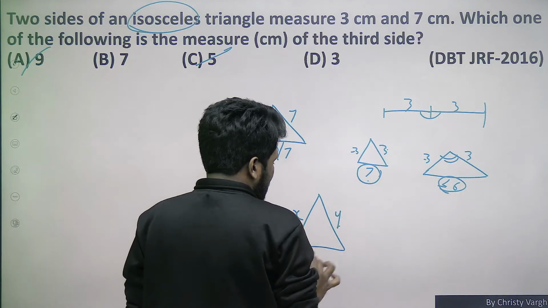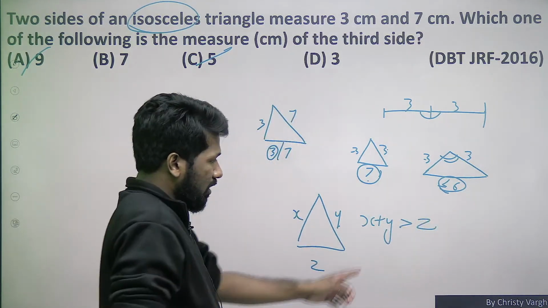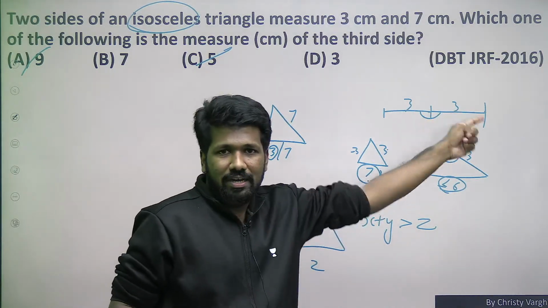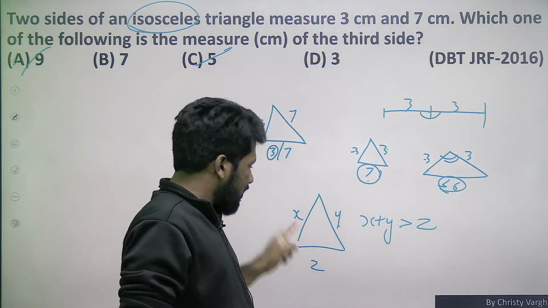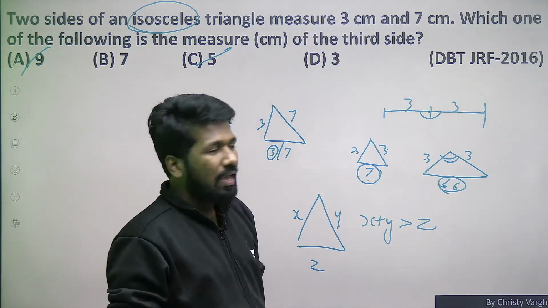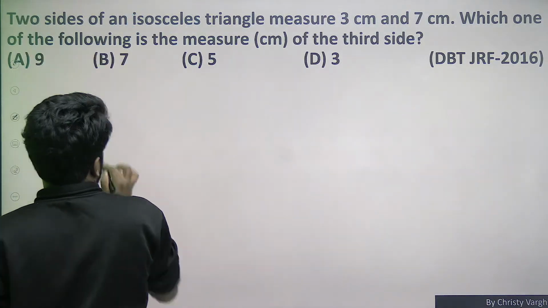Generally speaking, if the sides are x, y, z, then x plus y must be greater than z. Equal will not work. If equal, it is a straight line. x plus z will be greater than y. y plus z will be greater than x. But that is violated if 3 is the third side.